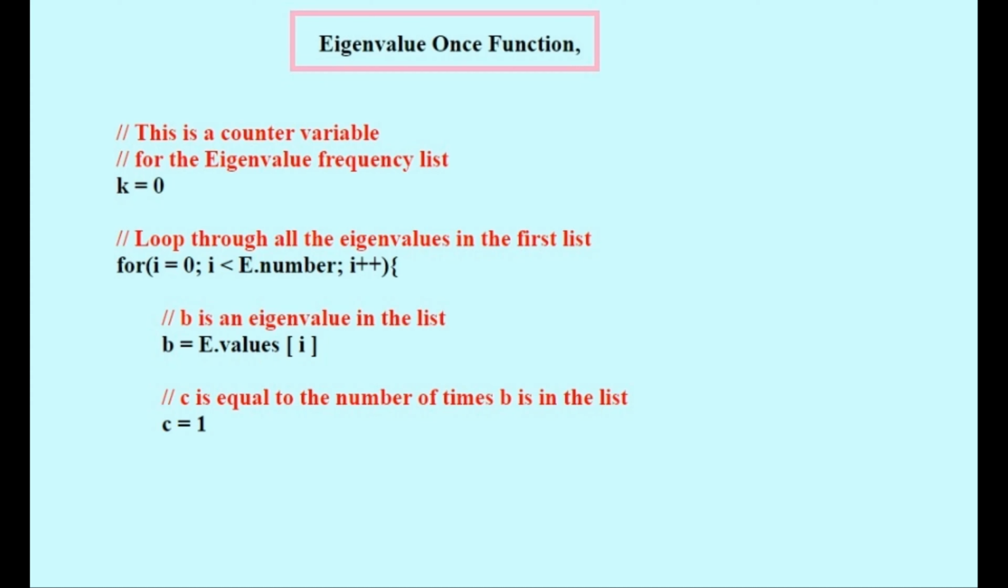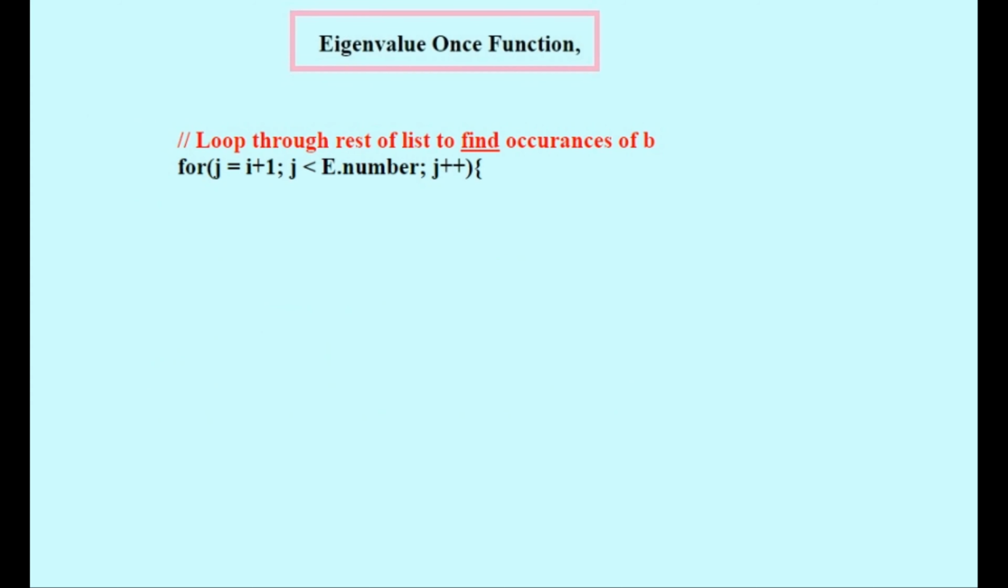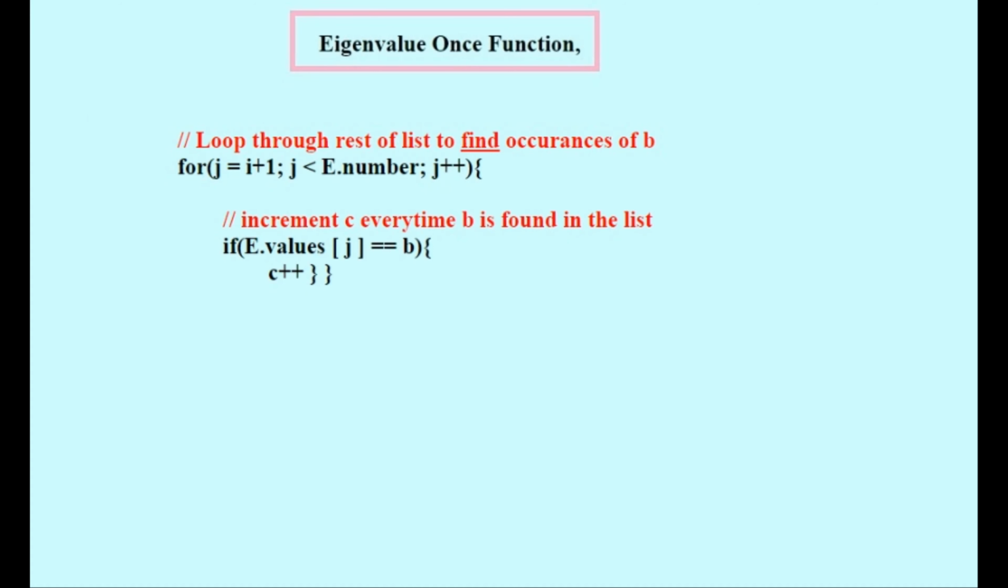We found it at least the first time, so it is set to 1 to start with. And so we'll loop through the rest of the list, and this starts at I plus 1. And so every time we find this particular eigenvalue again in the rest of the list, then we increment the counting variable. We close both loops at this point with 2 curly brackets.